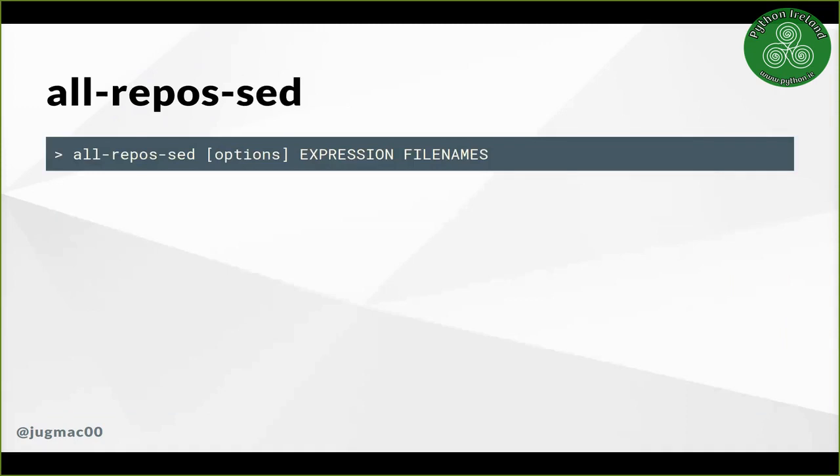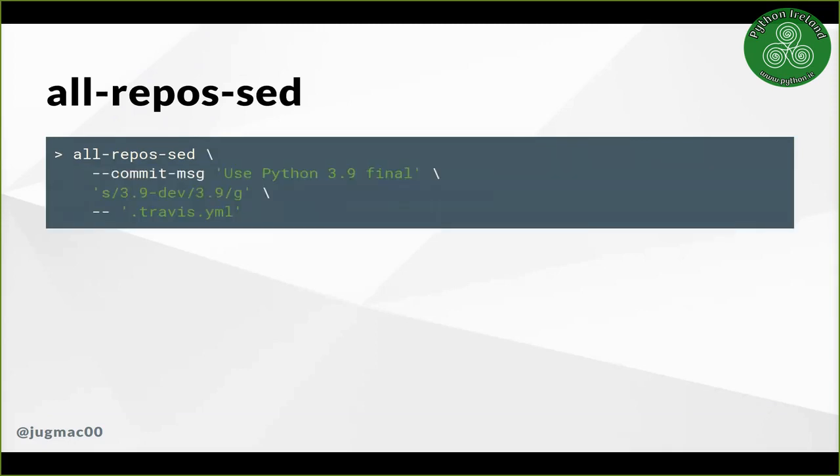The next one is all-repos-sed, the stream editor. This is my absolutely favorite one. You just pass in an expression and file names, and this is what I use to update all 300 repositories to no longer test with 3.9-dev, but with 3.9.